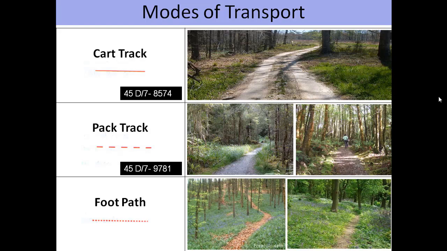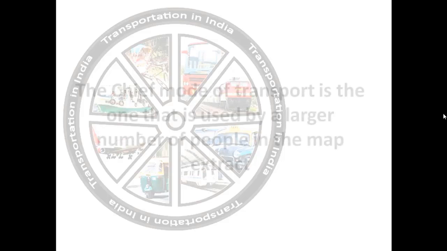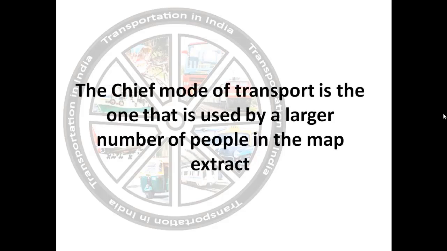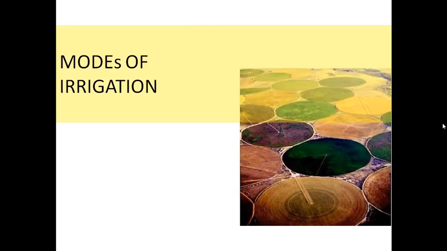The third important mode of transport on topographical map is footpath. It is drawn with the help of a dotted single red line. The example is 45D10 2209. Point to remember, the chief mode of transport is the one that is used by the larger number of people in the map extract. After observation of a particular map quadrant, one can make out what would be the chief mode of transport.